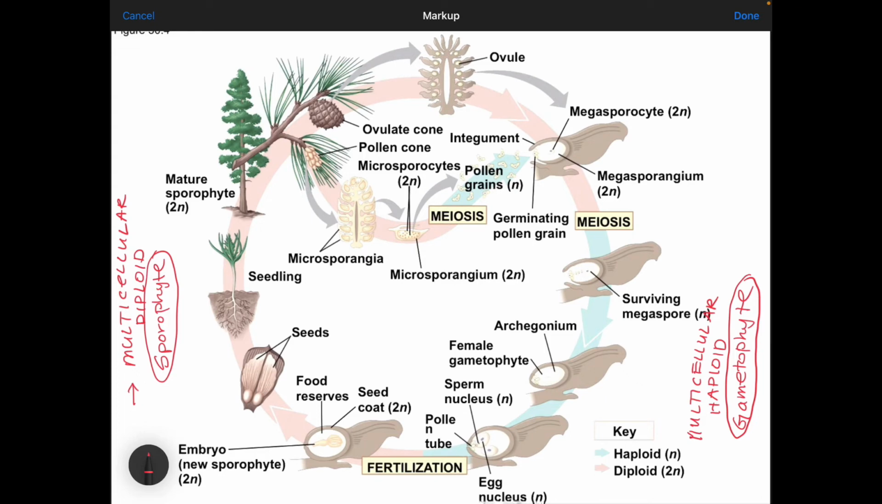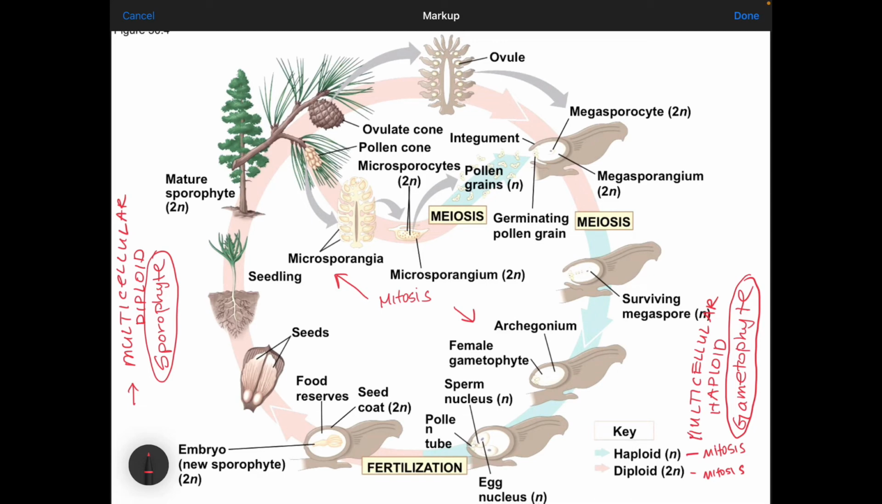So if we have a multicellular haploid stage, then that means that this can undergo mitosis and this can undergo mitosis. So both of these two stages can do mitosis. If you wanted to label mitosis, which I will do right in the middle here, you need to have arrows pointing at both the haploid and the diploid stages, okay? So both the haploid and the diploid stages for mitosis. So this is for all plants.